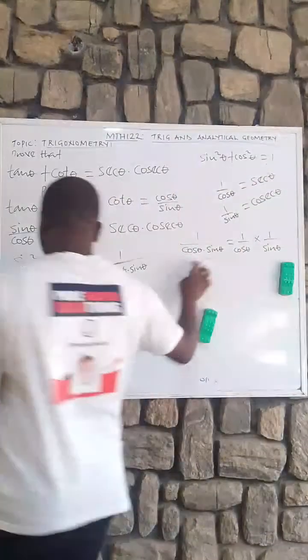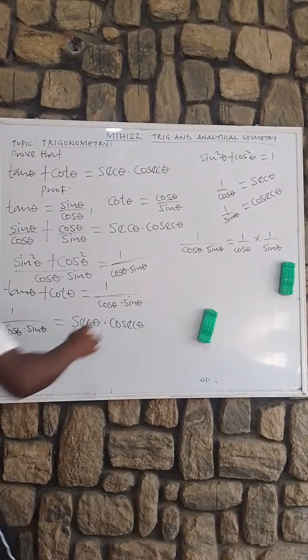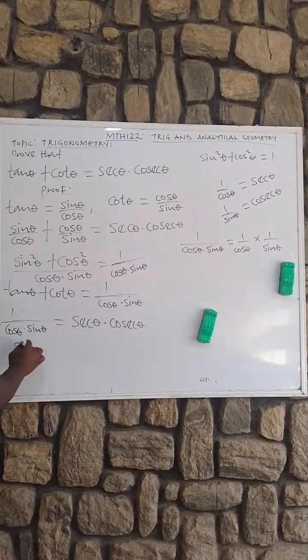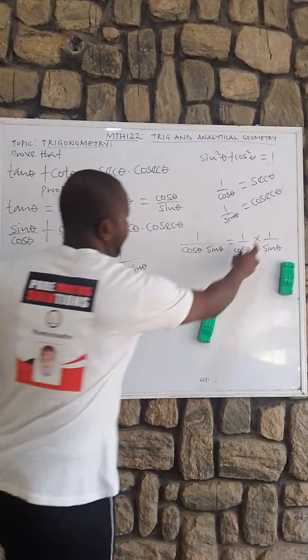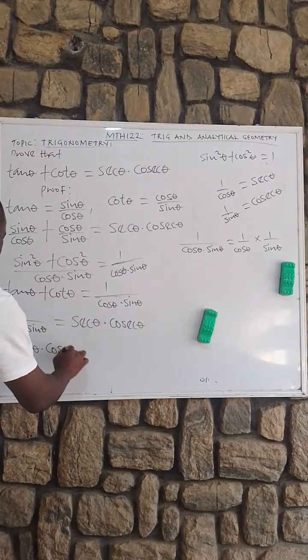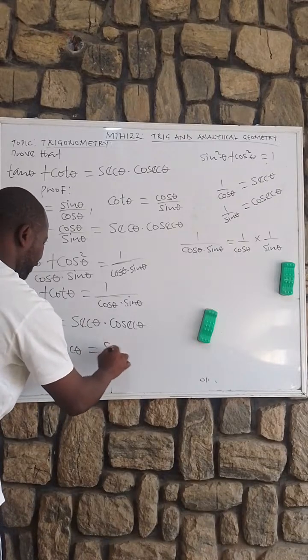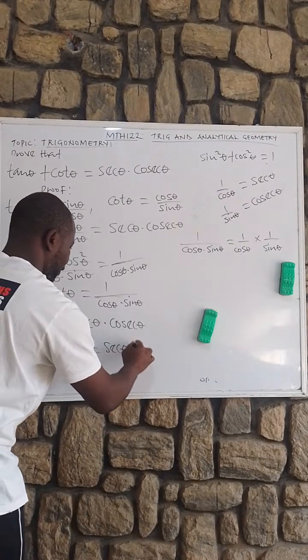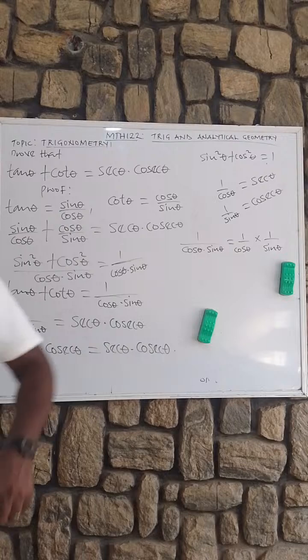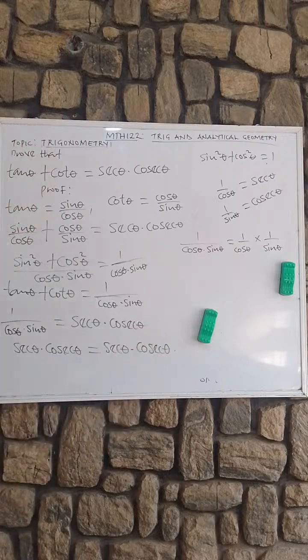It's true. So here, 1 over cos is cos inverse, which is sec theta. So sec theta times, what is sin inverse? It is cosec theta, which is equal to the right hand side. So you can now see that the left hand side is equal to the right hand side. This established the proof. So that is that.